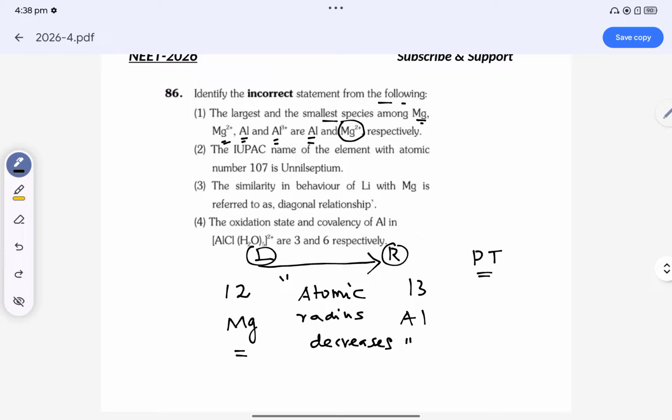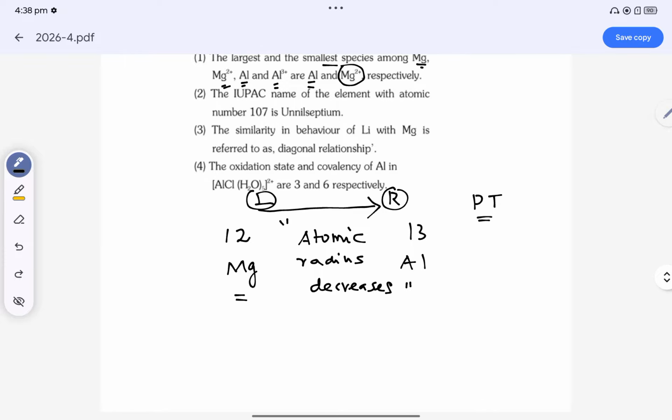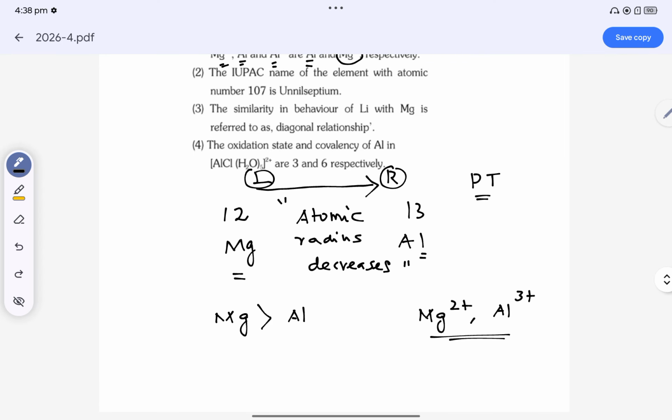So magnesium will be bigger in size, aluminum is smaller in size. So I am writing this one: Mg is greater in size than aluminum. Next we go to discuss Mg2+ and Al3+. See that similarity, both are isoelectronic with each other.